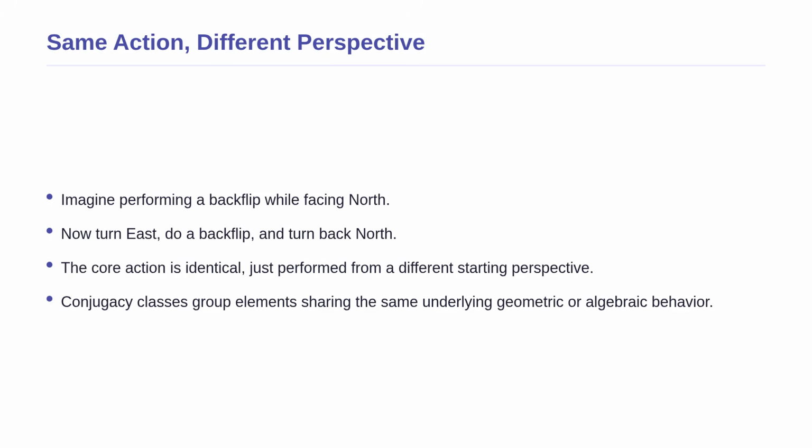To understand conjugacy, imagine you have a special physical action, like performing a backflip. If you do a backflip facing north, that is one specific action. Now, imagine you first turn to face east, do the exact same backflip, and then turn back to face north. The core action, the backflip, is exactly the same, but it was performed in a different context.